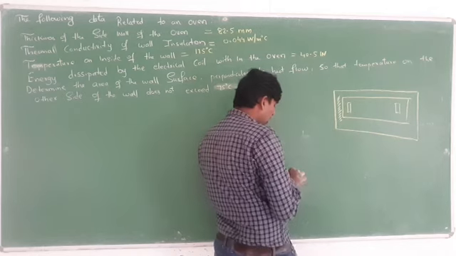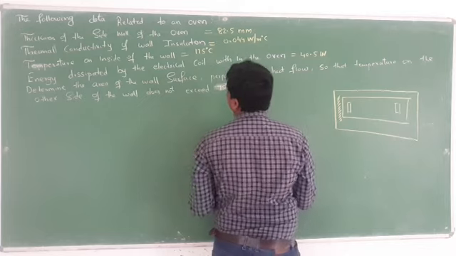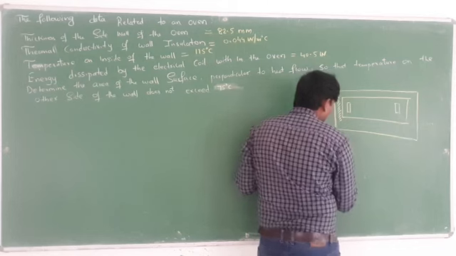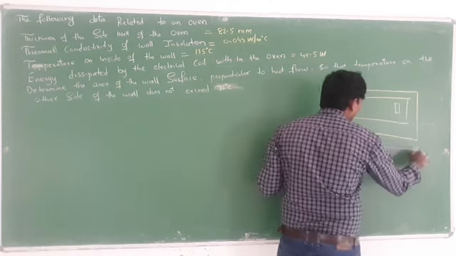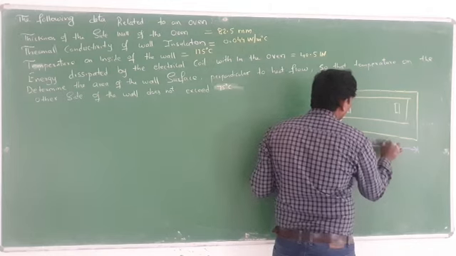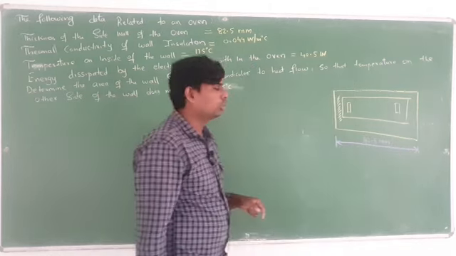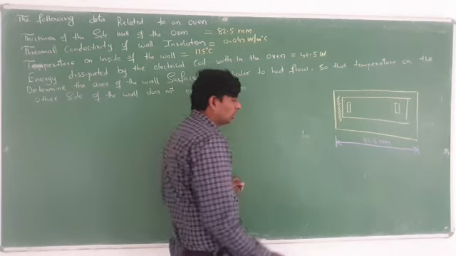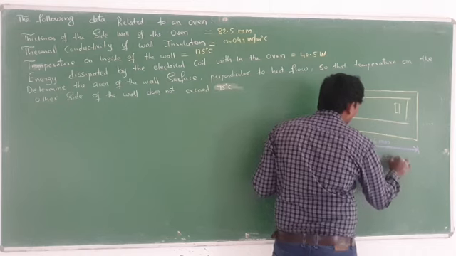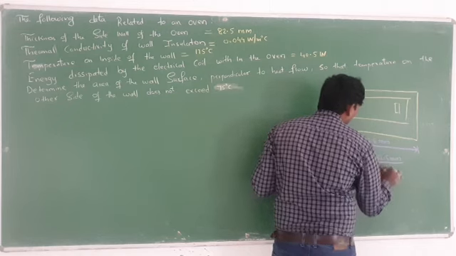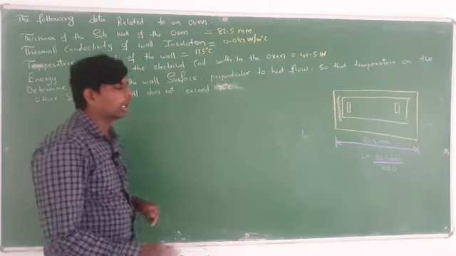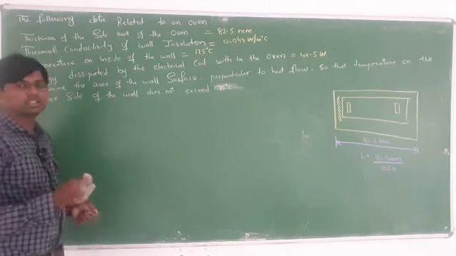Here, thickness is given. How much thickness is given? As you can see, the thickness is equal to 82.5 mm, from here to here. This thickness you have to convert. So here I will write 82.5 mm divided by 1000. The answer you will get in meters. I will convert later. First I will extract the given question data.